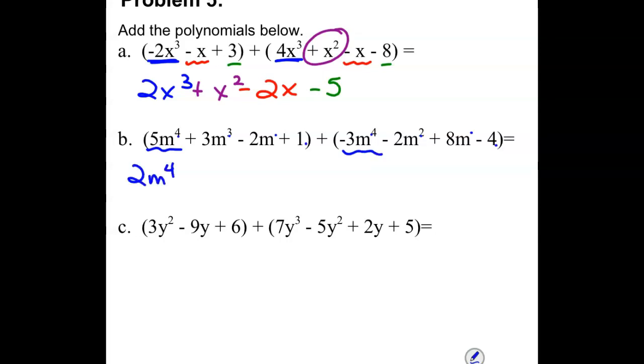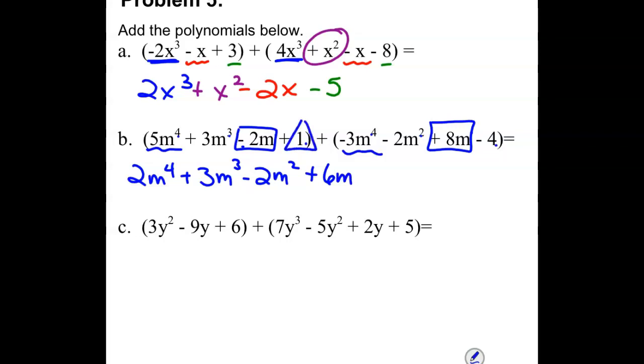All right. Then next would be our cubes. Our first one says we have 3 of them. Our second one doesn't have any. So we're still going to have 3m cubed. Then our squares would come next. Our second one has negative 2 of them. Then we look at the m's to the first power. We have negative 2 here and 8 here. Gives us a total of 6 of them. Okay. And then last terms, constants. We have a positive 1 there. We have a negative 4 there. Adding together, we get negative 3.